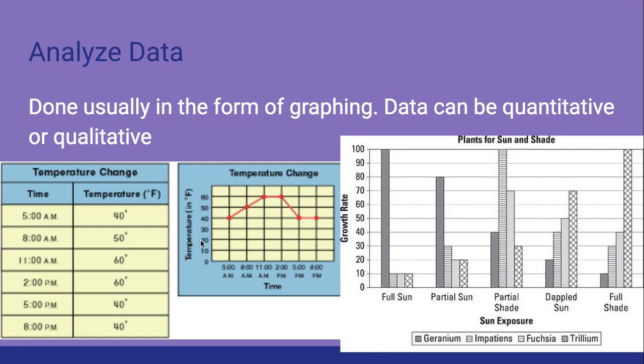Do they have labels with units? With units, okay? This one does. This is good. Temperature in degrees Fahrenheit. That's a good thing to have Fahrenheit there, because the difference between 40 degrees Fahrenheit and 40 degrees Celsius is a really big difference.